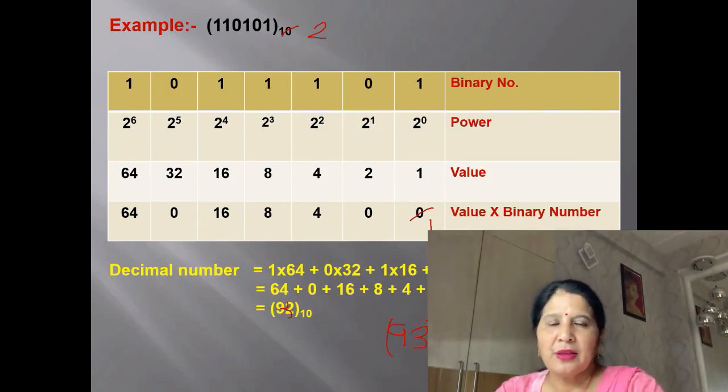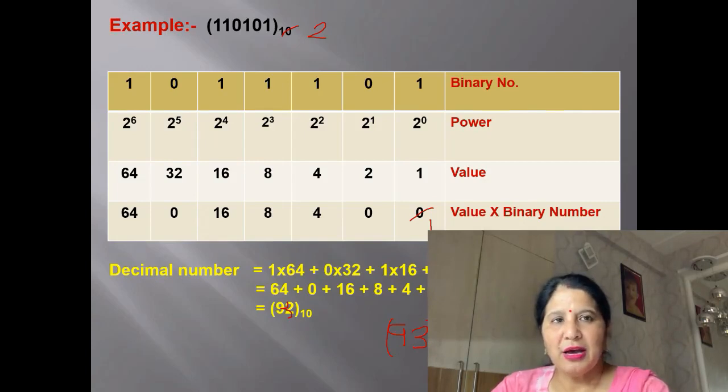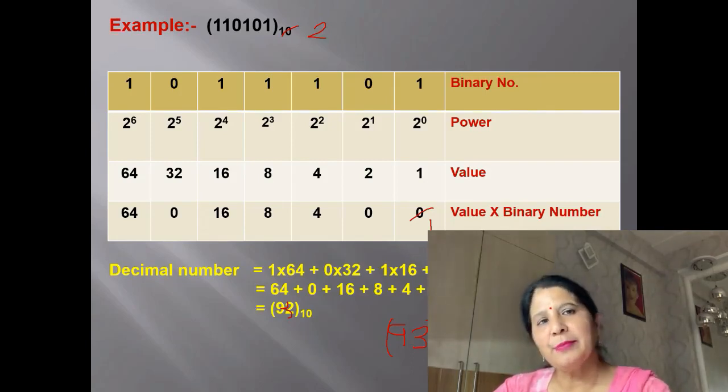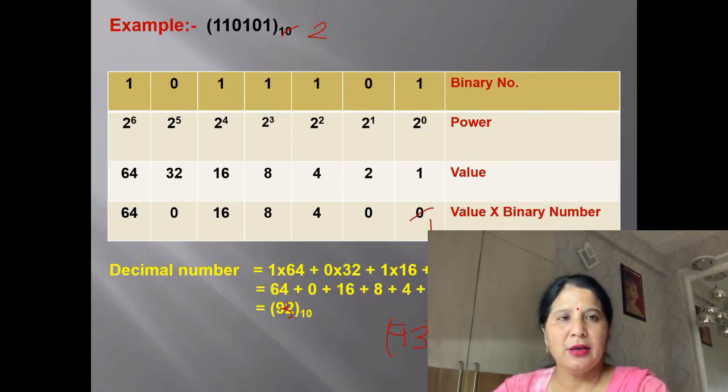This is the number system. Today I told you about only two number systems, decimal number and binary number, and I have explained the questions for converting decimal number to binary number, and binary number to decimal number. In my upcoming video, I will explain the other two number systems and converting them.